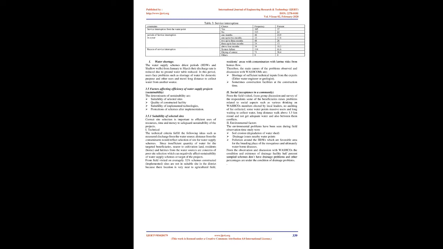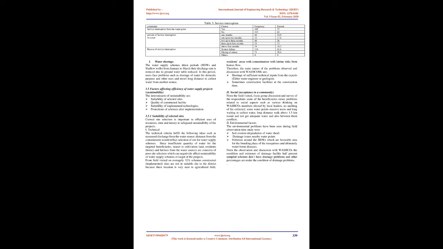Therefore, the main causes of the problems observed and discussed with WASHCOs are: shortage of sufficient technical inputs from the experts, either a water engineer or geologist, and sometimes a lack of construction facilities at construction time.